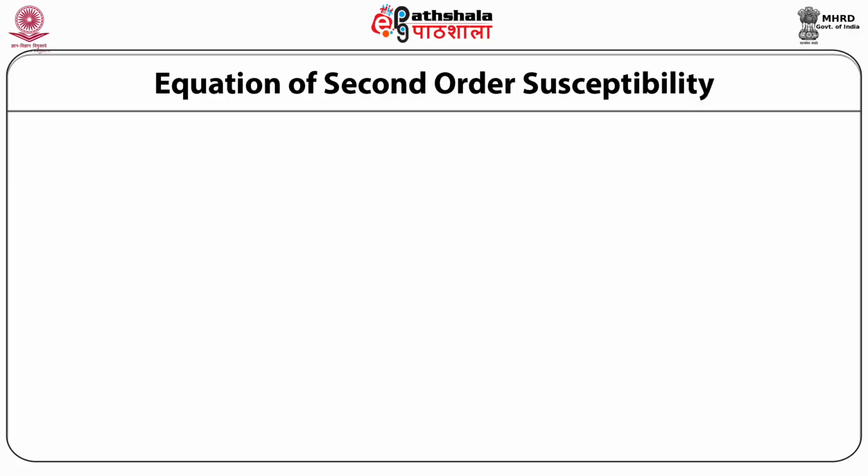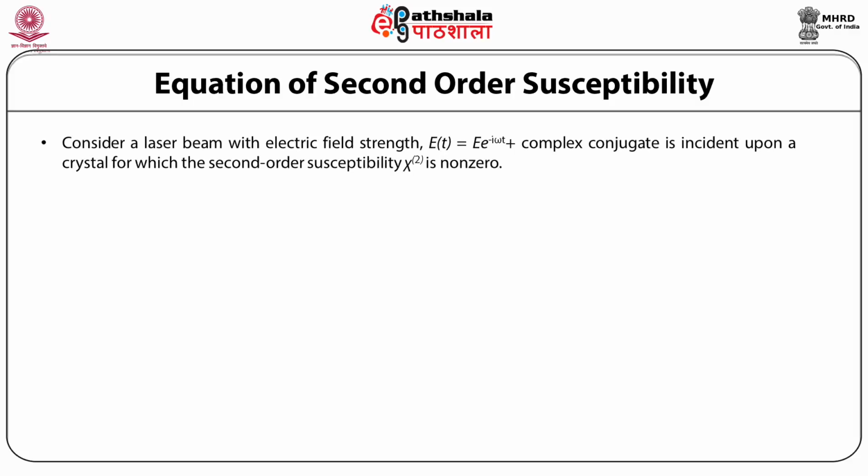Equation of second order susceptibility. Consider a laser beam with electric field strength represented as E of t equals E to the power minus i omega t plus the complex conjugate. Let this beam be incident upon a crystal for which the second order susceptibility chi2 is non-zero.